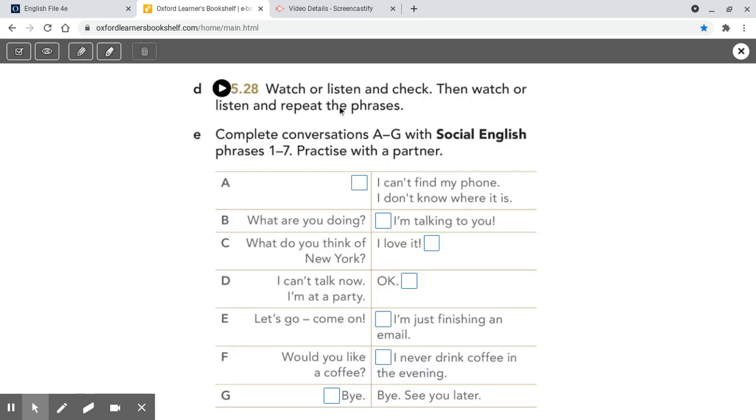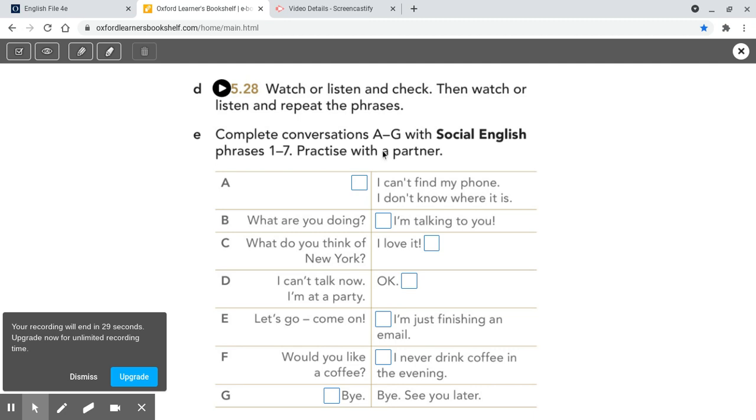And the last part, again, complete these conversations. We've got A, B, C, D, E, F, G, and we've got the answers on the right. Okay. It says watch or listen and check, then watch and repeat the phrases. And here come the answers. That wasn't a very good instruction, but I'm sure you'll figure it out. Press pause. And there we go. Okay. Yeah. I love it.